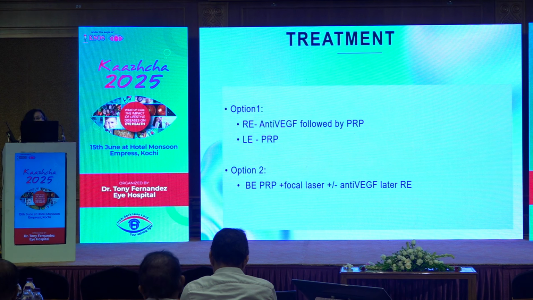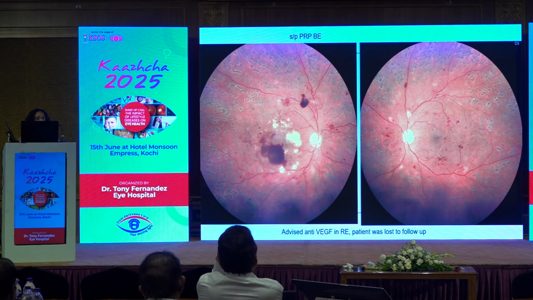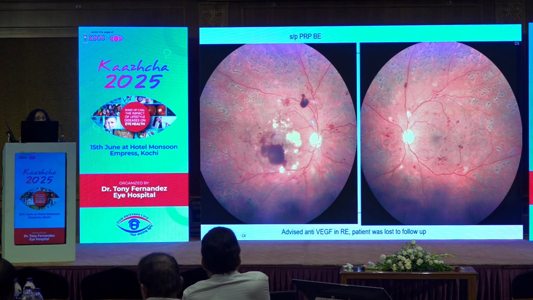So the option was given for the patient. Patient was not willing for anti-VEGF injection, so the patient was treated with PRP in both eyes. On follow-up, what you could see was that there was some development of the pre-retinal hemorrhage. The hard exudates were still there, vision was status quo, and the patient was advised anti-VEGF in the right eye. Patient was lost to follow-up.